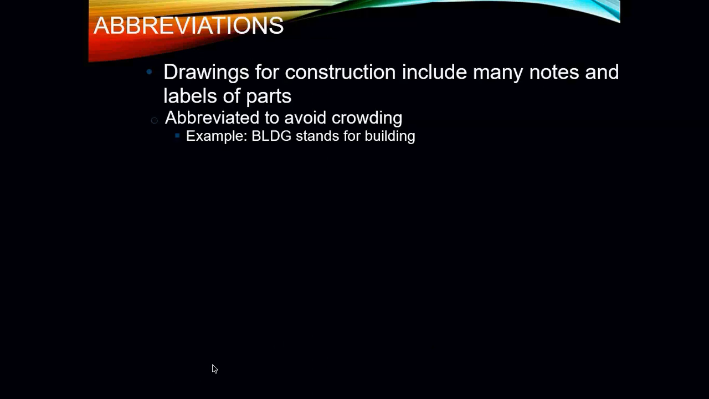When you're drawing on your abbreviations, obviously all of your construction drawings are going to have many notes and labels for parts. In order to keep the writing simplified, so it's not taking up a whole bunch of space on the paper, you're going to have abbreviations. For buildings, it's going to be BLDG. HVAC, heating, ventilation, air conditioning. Plumbing will probably be like PL or PLU or something like that. So it's just very basic abbreviations to try to find where things actually go.